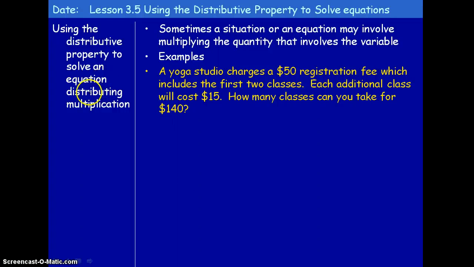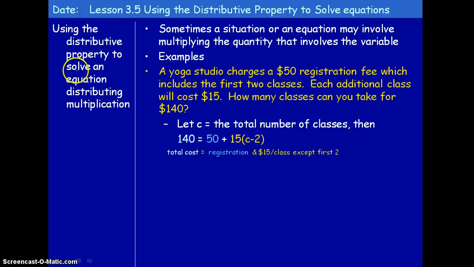Sometimes we need to use the distributive property to make an equation simpler by distributing the multiplication. An example of this could be: a yoga studio charges a $50 registration fee, which includes the first 2 classes. Each additional class will cost $15. How many classes can you take for $140? We're going to need to define a variable here. For example, C is the total number of classes.